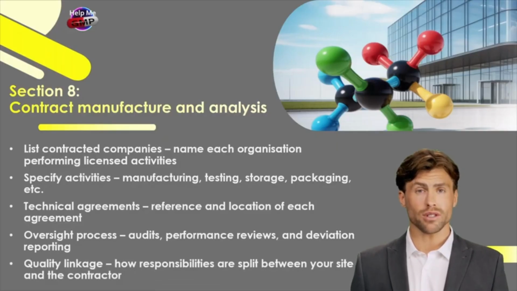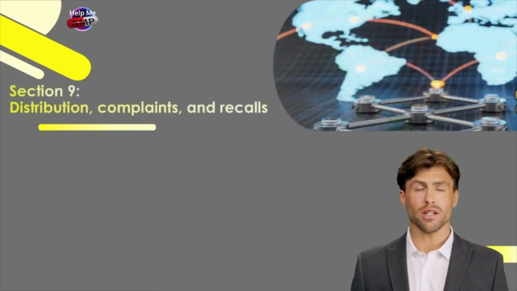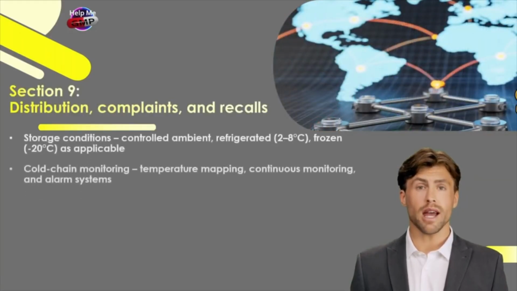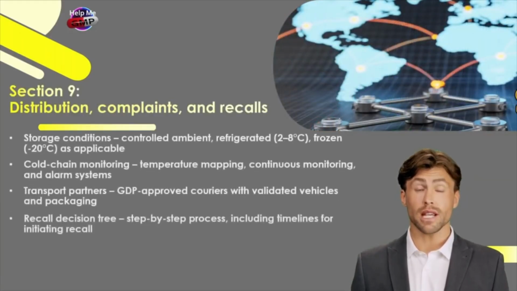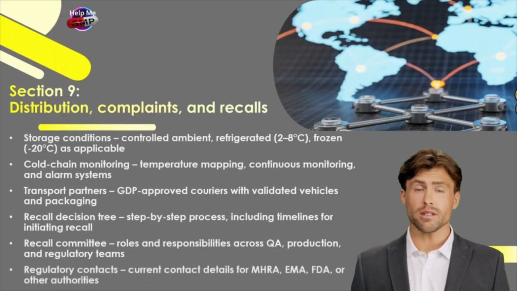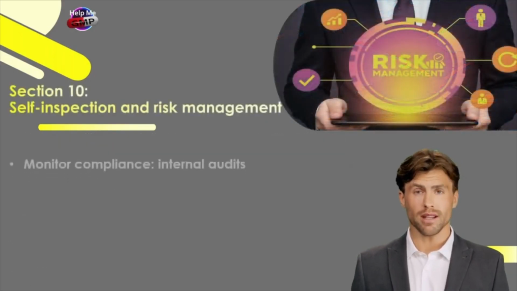Outline storage conditions, cold chain controls, GDP transport partners, and your recall decision tree. Keep it short but specific. Timeframe to start a recall, cross-functional recall committee membership, and up-to-date contact details for the relevant regulatory agencies should a recall be required. Close with how you monitor your own compliance.